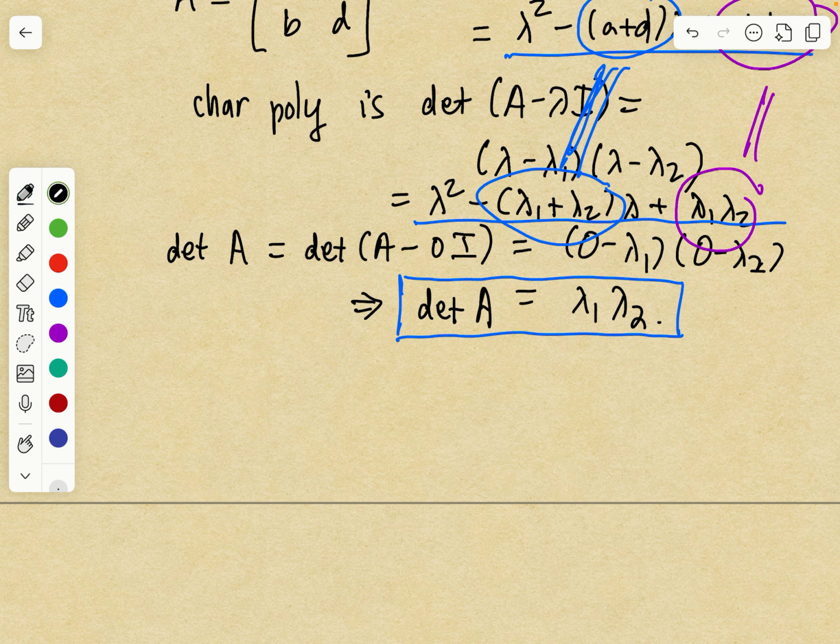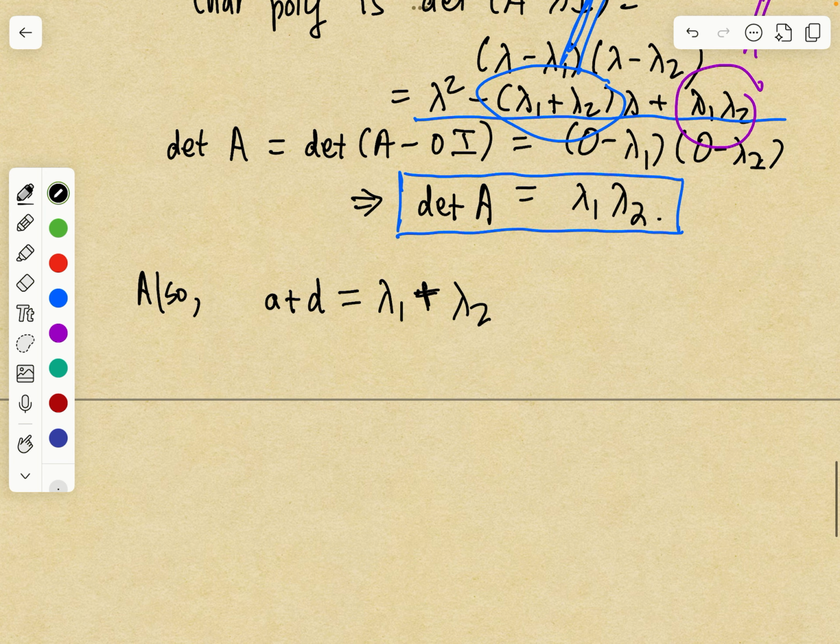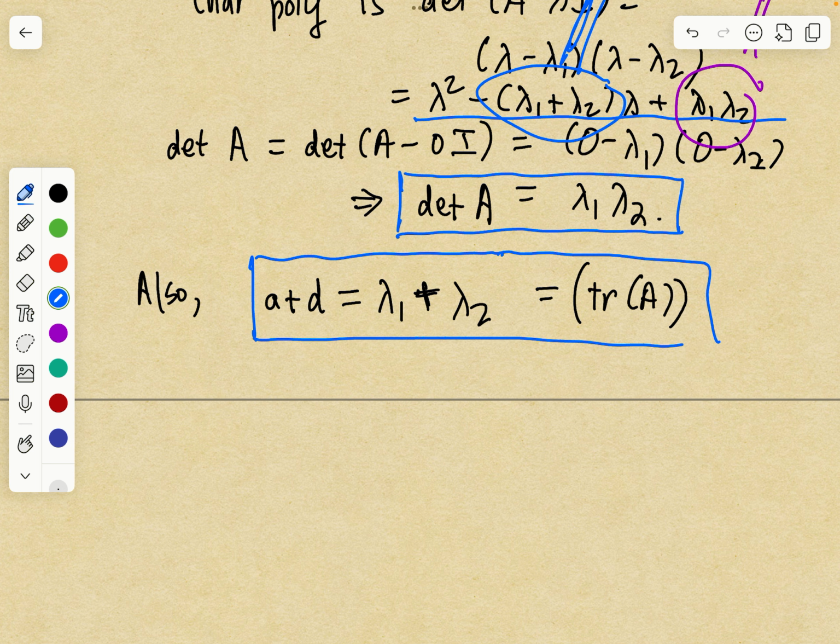So also, A plus D is lambda 1 plus lambda 2. That's the trace of the matrix, the sum of the eigenvalues. So let's put that in the box also. Actually, this part is just a parenthetical remark, that the sum of the entries is called the trace of the matrix.